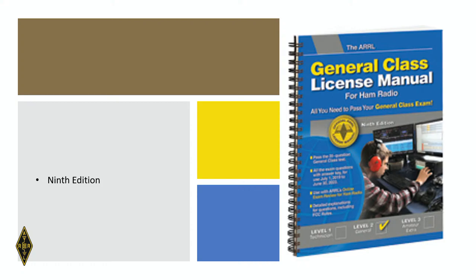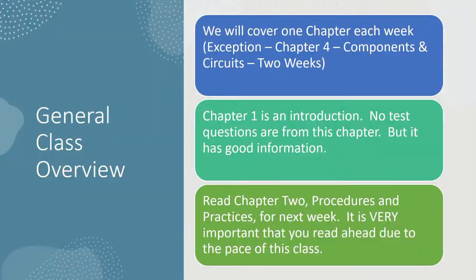Ninth edition license manual. This is the book that we'll be using. We talked about that before. We're going to cover one chapter each week with the exception of chapter 4. Chapter 4 has so much information in it that we've divided it in half. And I assigned it to Dave to teach. I'm no dummy. So chapter 4 will go over 2 weeks.